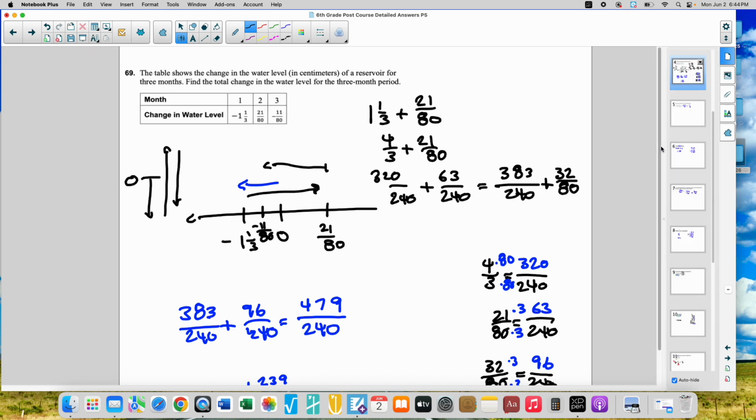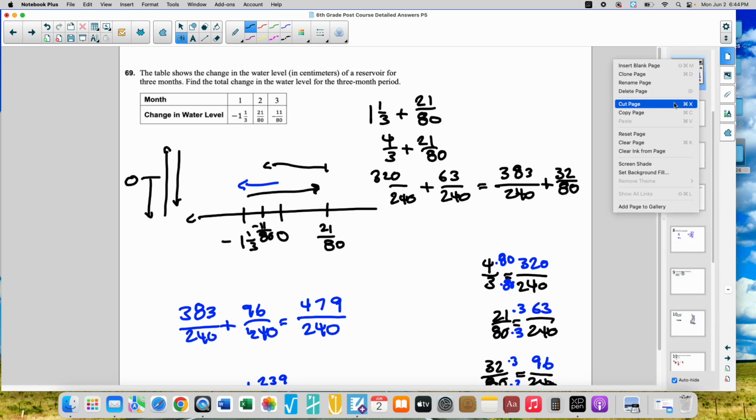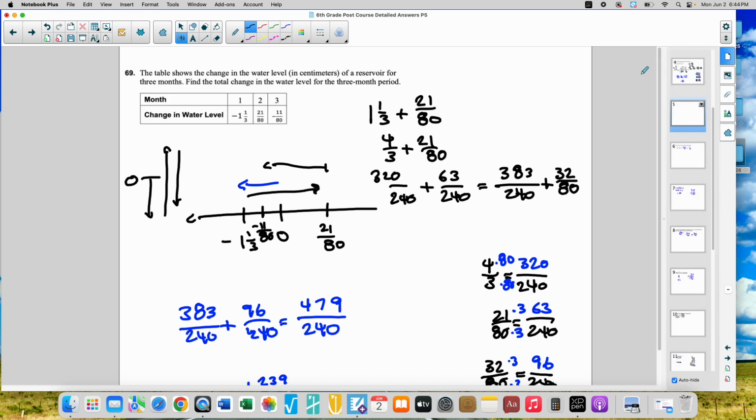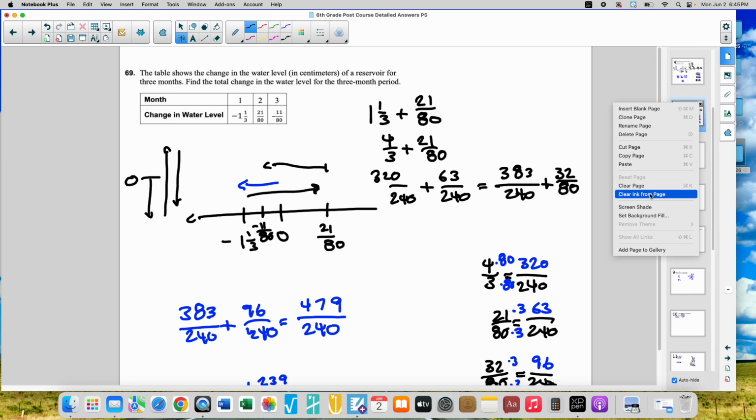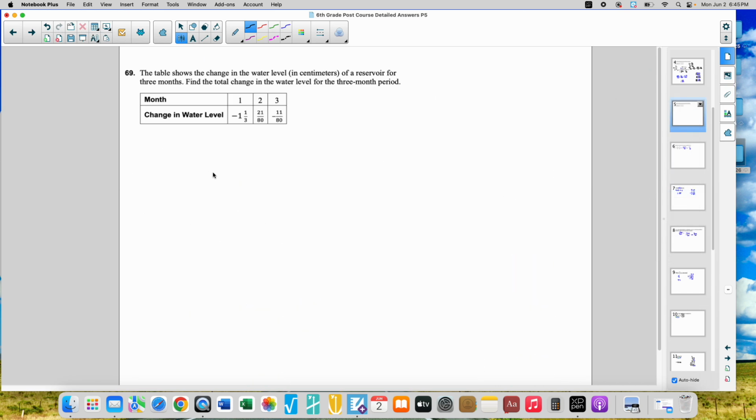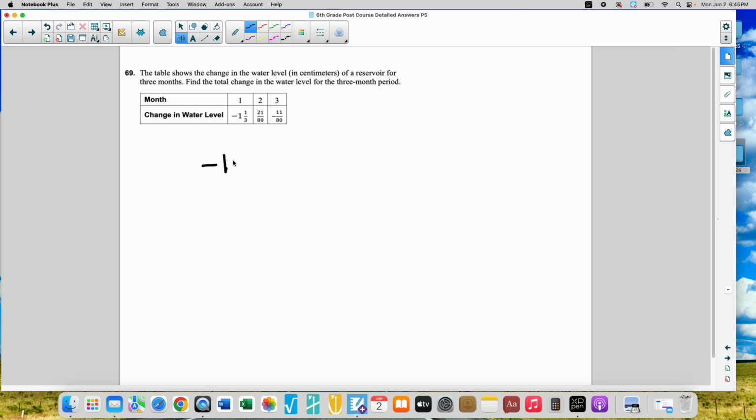We'll duplicate this. I'm just thinking about it. It's piquing my interest. I don't like not knowing. So let's do negative 1 1/3 plus 21/80 minus 11/80. If we just combine these, 21 minus 11 is 10/80. And let's change this to 80ths.